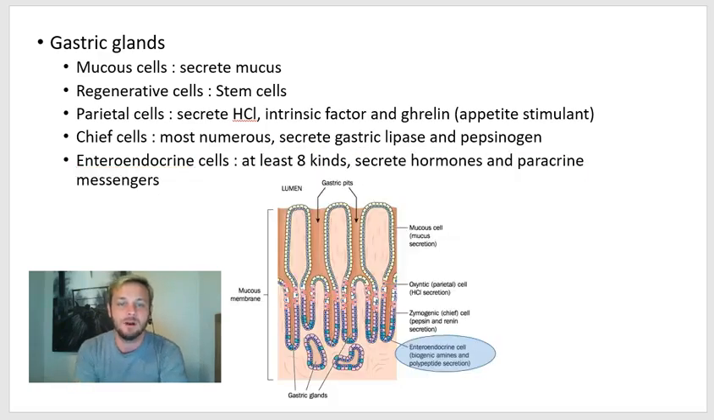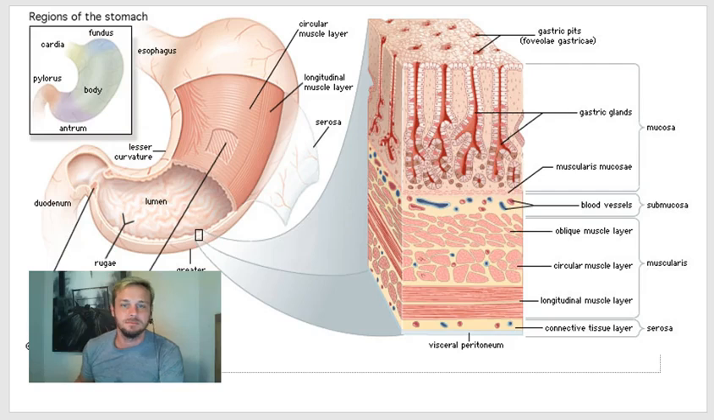All right, and then the last one are these enteroendocrine glands. There's a whole bunch of different types of them. They secrete a bunch of hormones and paracrine messengers. If you look down here in this picture, they're going to be down here at the bottom, while your chief cells are here, your parietal cells are up here, and then all these mucus cells. All right, so that is the stomach.